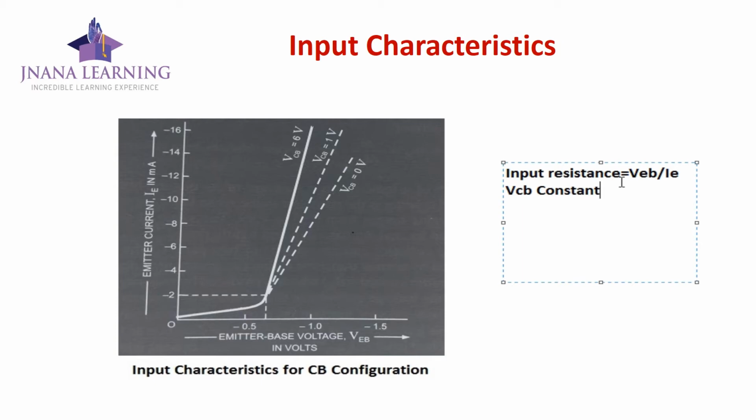This input resistance will be quite low. Why? Because from the curve it is very clear that for a small change in emitter base voltage, the change in emitter current is large. That's why the input resistance will be quite low.